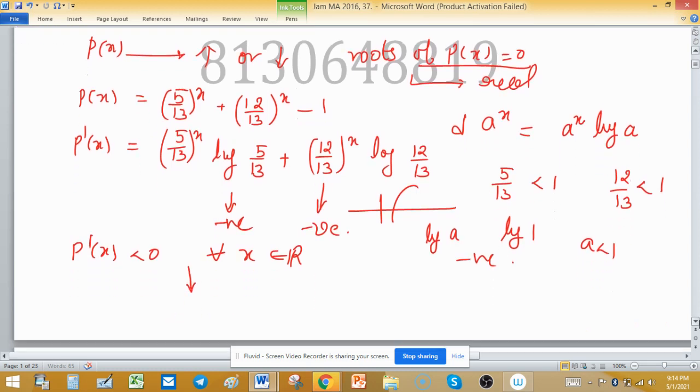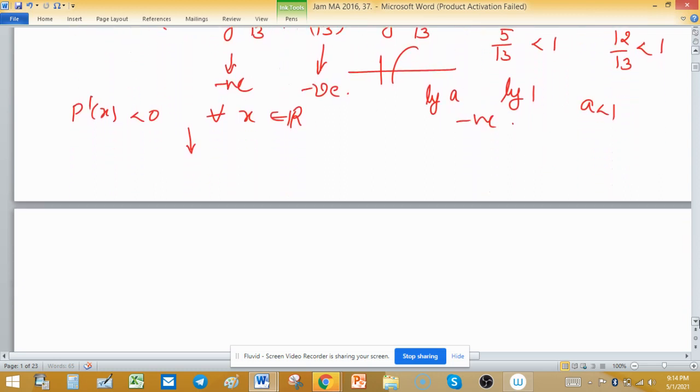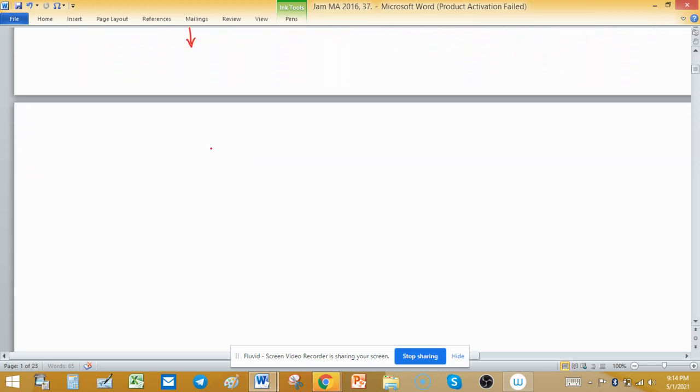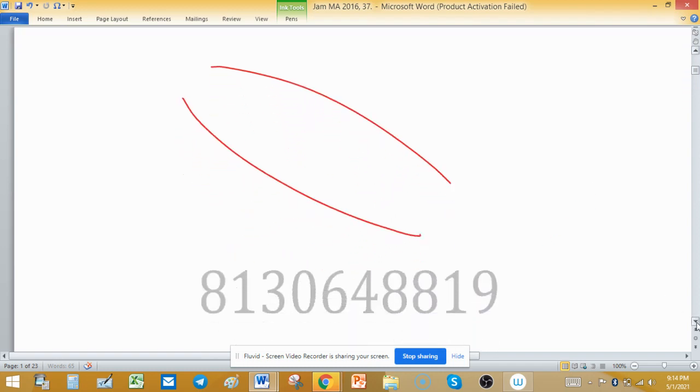p(x) decreases in two ways: first is concave, and second is like this. If real roots exist, it means that only one real root will exist. So we will check whether roots exist or not.